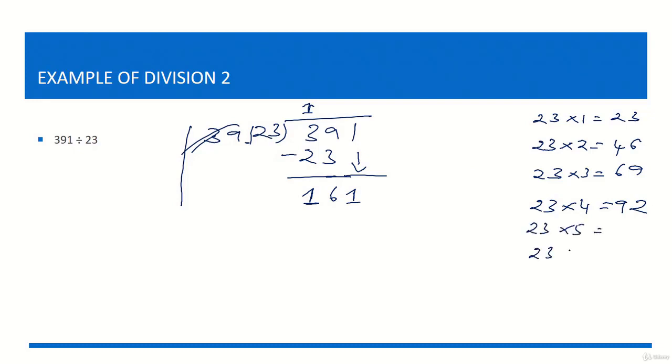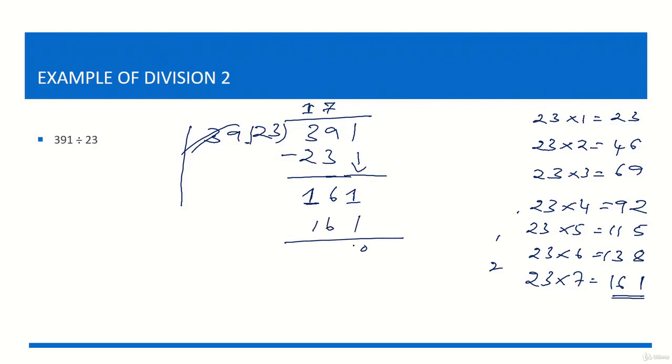23 sixes are: 6 threes are 18, 1 carry, 6 twos are 12 plus 1, 13, so 138. 23 sevens are: 7 threes are 21, 1 carry, 7 twos are 14 plus 2 is 16, so 161. You can stop here. That is 23 sevens are 161. So 0.